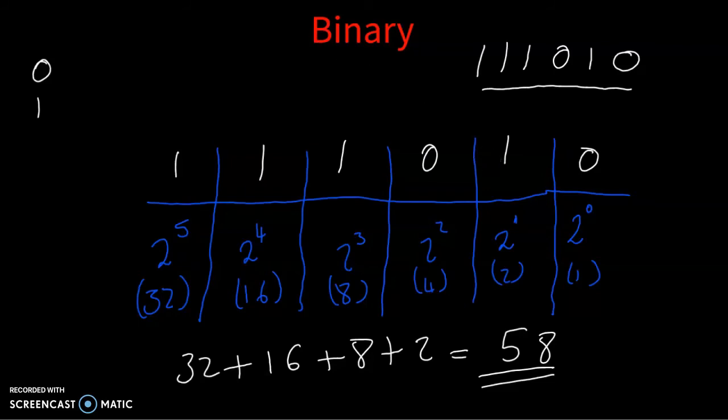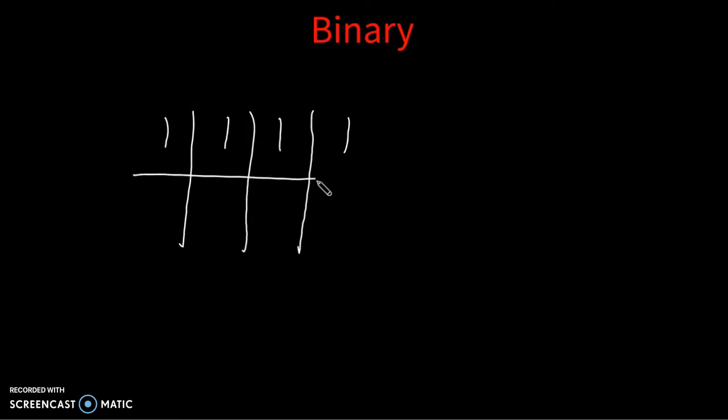Let's do another exercise. We are asked to convert this number 1, 1, 1, 1. This is binary. We have to take it to decimal. First things first, this will be 2 to the power 0, 2 to the power 1, 2 to the power 2, 2 to the power 3. Actually, let's just write the numbers. This will be 1, 2, 4, and 8.